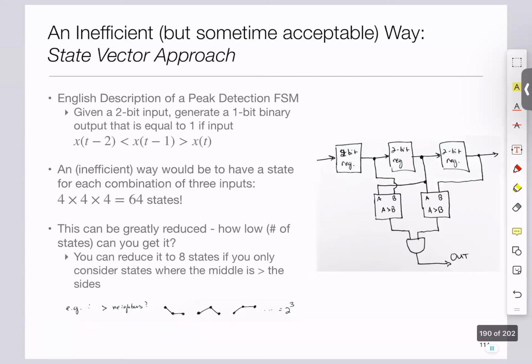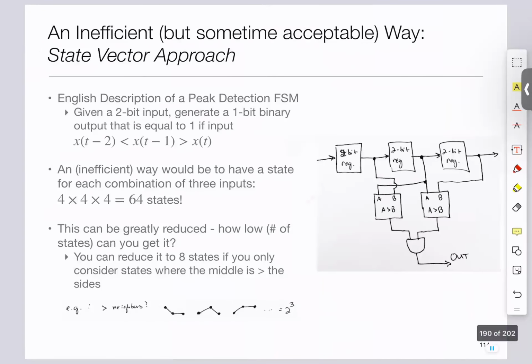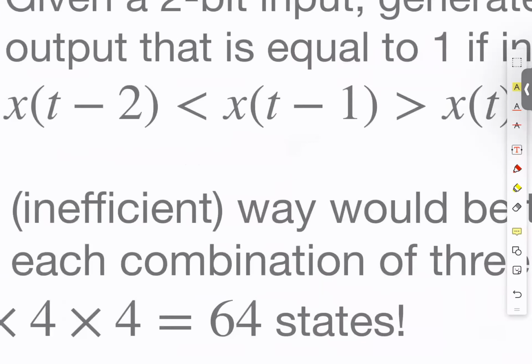Okay, I already covered this, that chain of flip-flops approach that I had mentioned. So let's take another example of this approach. Let's say I were to tell you to generate an output. So you are getting some numbers, and I want you to output a 1 if there is a peak. So what I mean by that is the middle number.